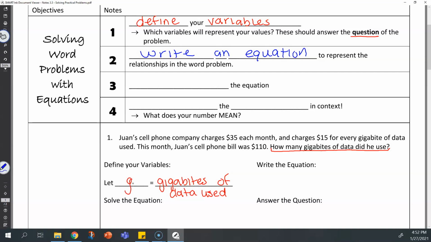So I like to pick out the numbers. One cell phone company charges $35 each month. So for 1 month, he's paying $35. It doesn't matter how much data he uses, if he uses a ton or none at all, he has to pay $35 no matter what.